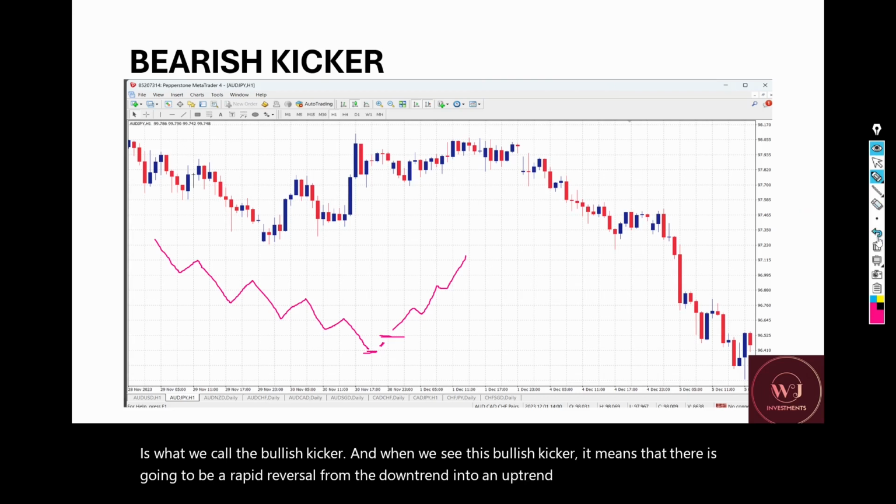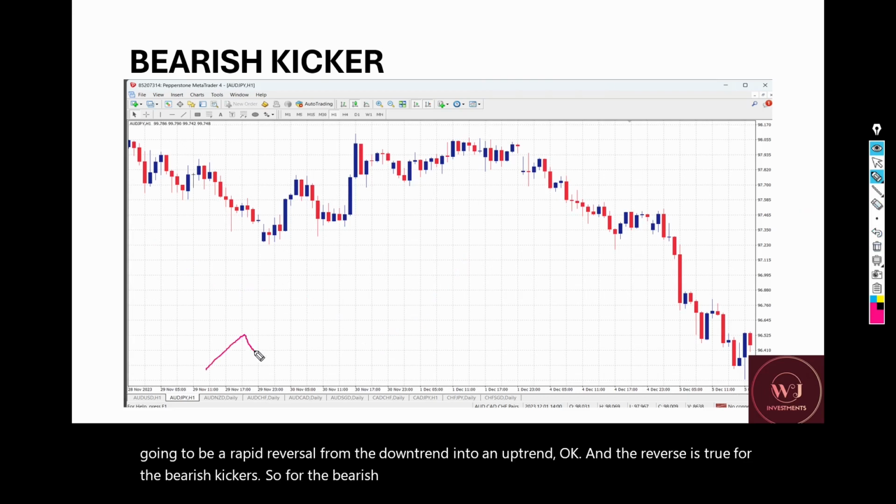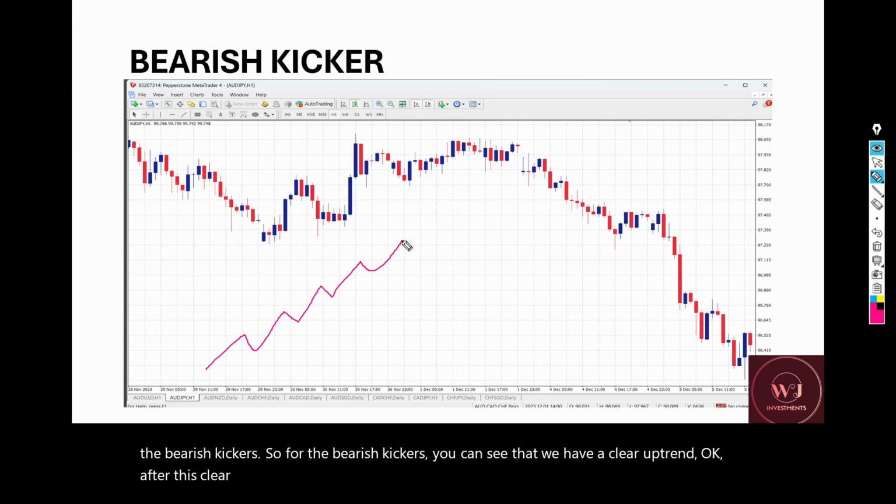So this gap going upwards is what we call the bullish kicker. And when we see this bullish kicker, it means that there is going to be a rapid reversal from the downtrend into an uptrend, okay? And the reverse is true for the bearish kickers. So for the bearish kickers, you can see that we have a clear uptrend, okay? After this clear uptrend, we get a gap which is in the opposite direction of this uptrend, and therefore the gap here would be a gap down.